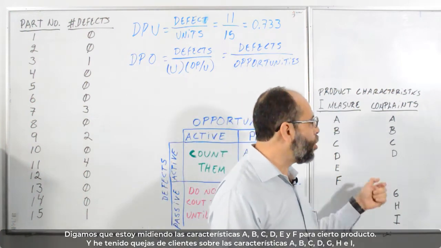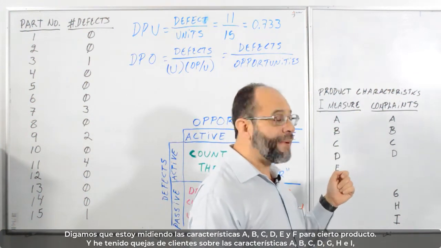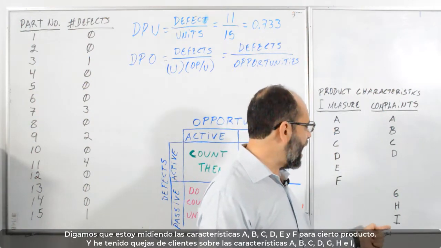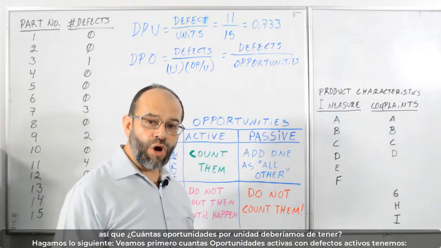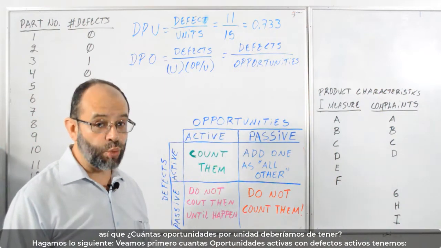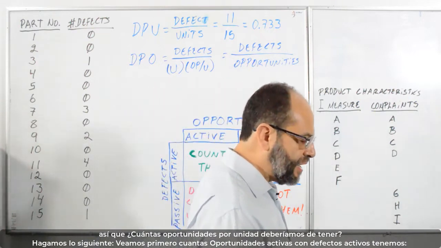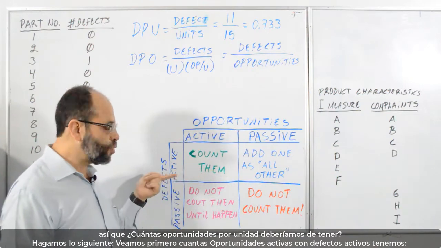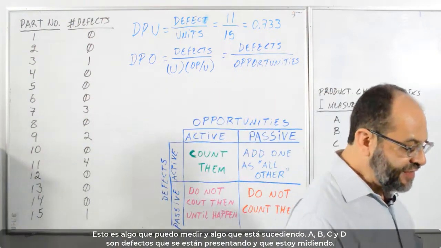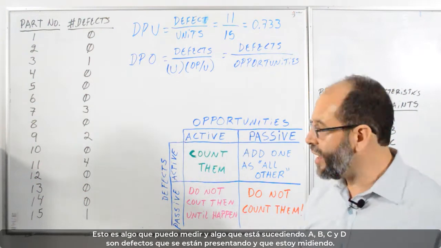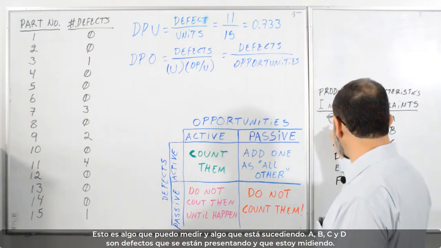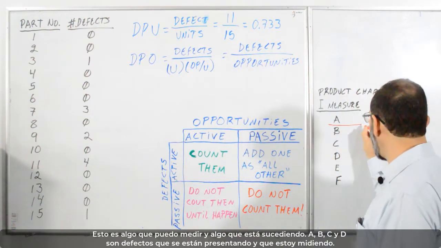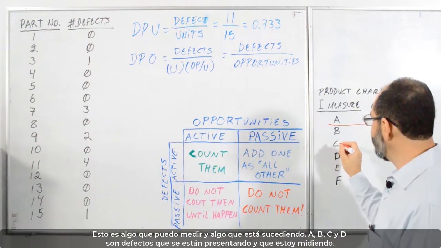And I have had customer complaints about characteristics A, B, C, D, G, H, I. Okay, so how many opportunities per unit should we have? Well, let me do that. First, let's see how many active opportunities with active defects we are having. And the active opportunities with active defects that we are having are this one. This is something that I measure and something that is happening. So this is one active opportunity with active defect.